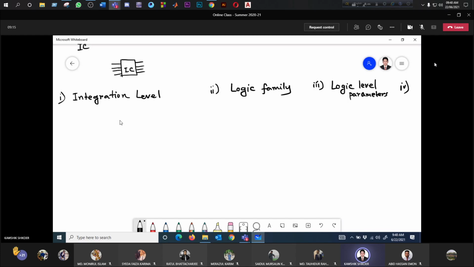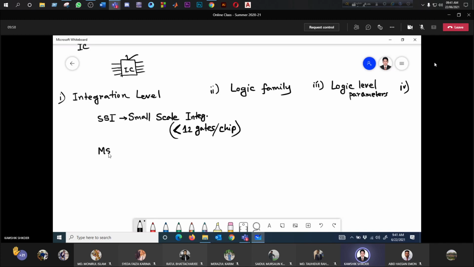Integration level is, for example, the integration type SSI. What does it mean? S for small, S for scale, and I for integration. That means small scale integration. For small scale integration, there are less than 12 gates per chip. If there are less than 12 gates in a single chip, that is under small scale integration.